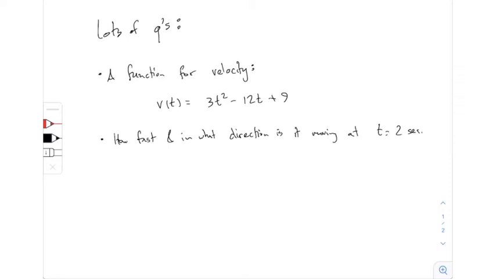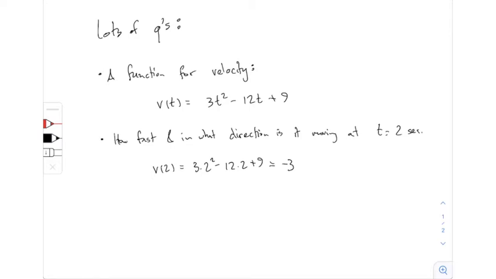What do you think? Plug in to what? The velocity, yeah. The question is how fast. So I should be thinking about the velocity. And at t equals 2 means you just plug in 2. Really what I'm asking for concerns v of 2. You plug in 2. So I get 3 times 2 squared minus 12 times 2 plus 9. I did this in my calculator. You don't really need a calculator. I got negative 3.